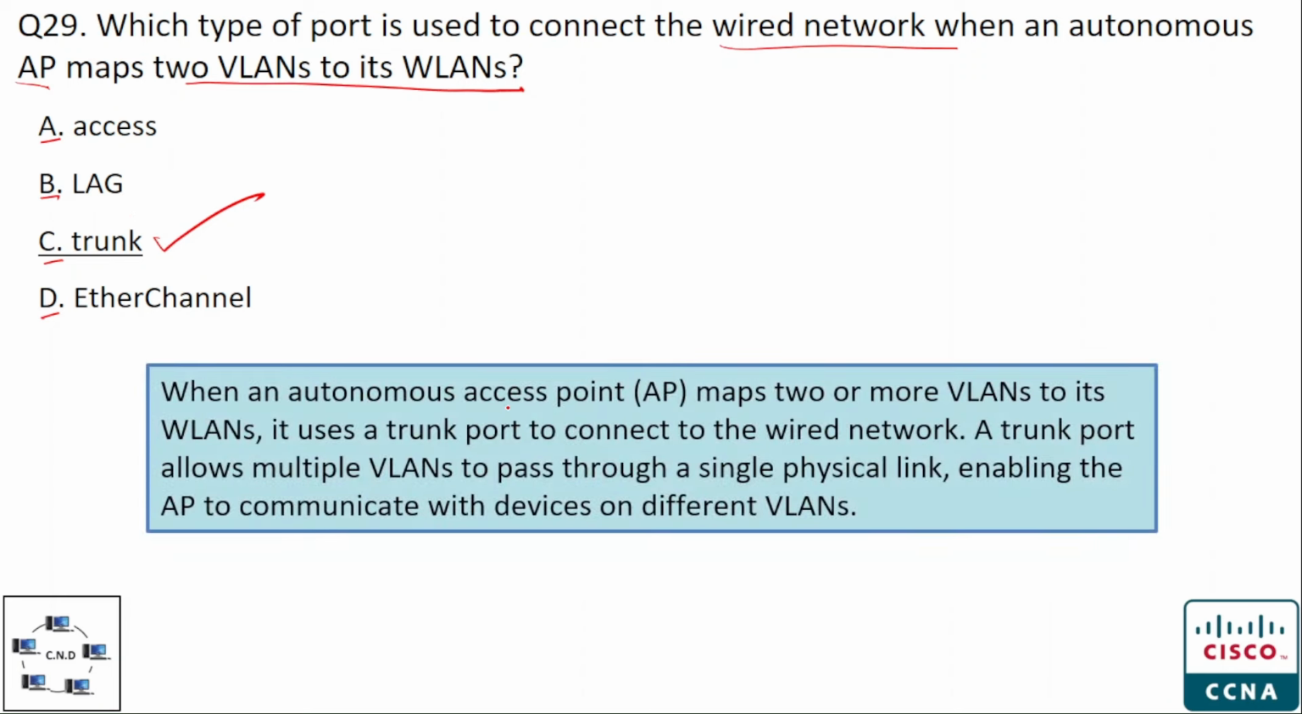So when an autonomous access point maps two or more VLANs to its wireless LANs, it uses a trunk port to connect to the wired network. A trunk port allows multiple VLANs to pass through a single physical link, enabling the AP to communicate with devices on different VLANs.